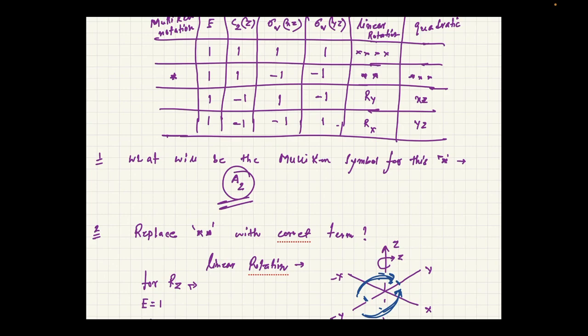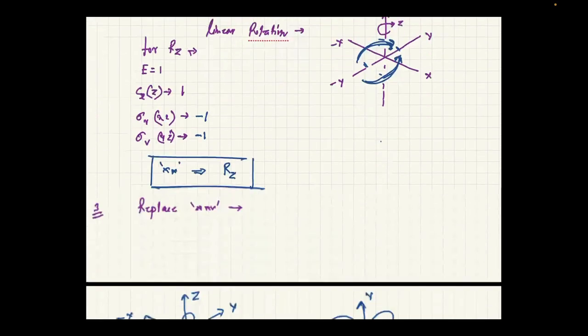And sigma v yz means the vertical plane of symmetry containing the y-axis and z-axis, so x will get converted to minus x, so minus x times y will be minus xy, so the character will be minus 1 here. Okay, so easily you can see that this irreducible representation corresponds to the xy basis.